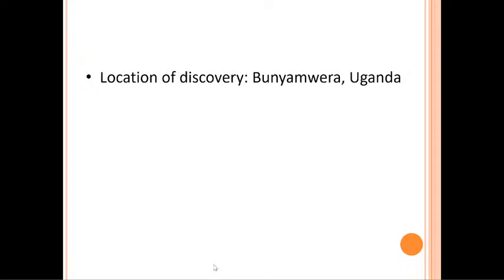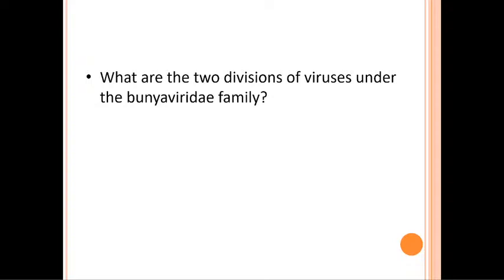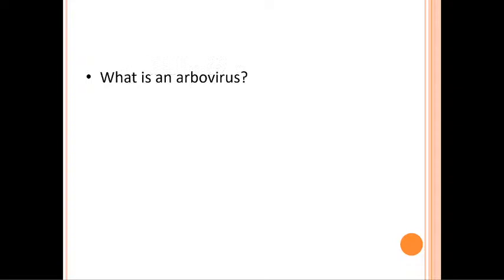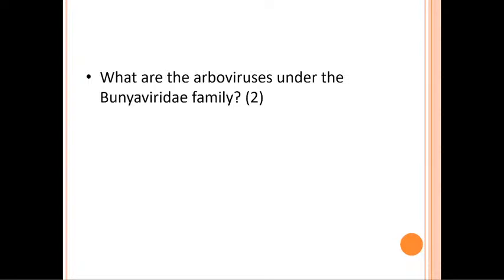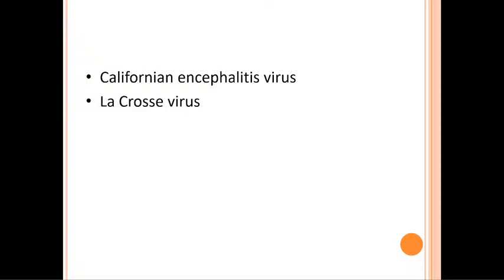All right? Now, what are the two divisions of viruses under the Bunyaviridae family? There are two divisions. They are arboviruses and the non-arboviruses. Okay? What is an arbovirus? An arbovirus is a virus that can be transmitted by an insect. Okay? So that's it. Now, what are the members of arboviruses? In this case, we have the California encephalitis virus and the La Crosse virus. Okay? So, wala masyadong details about those things, but just for your information.